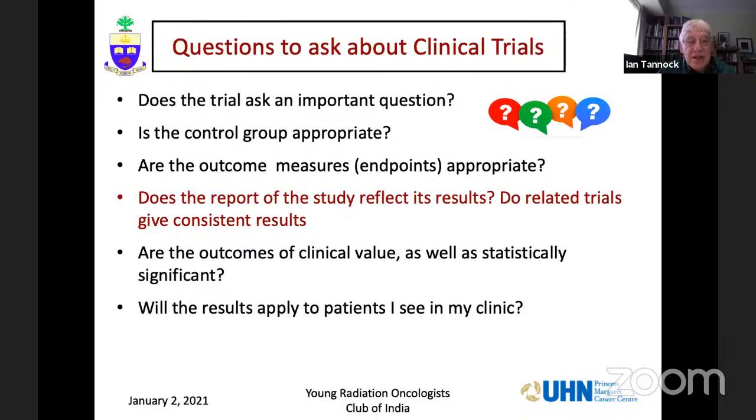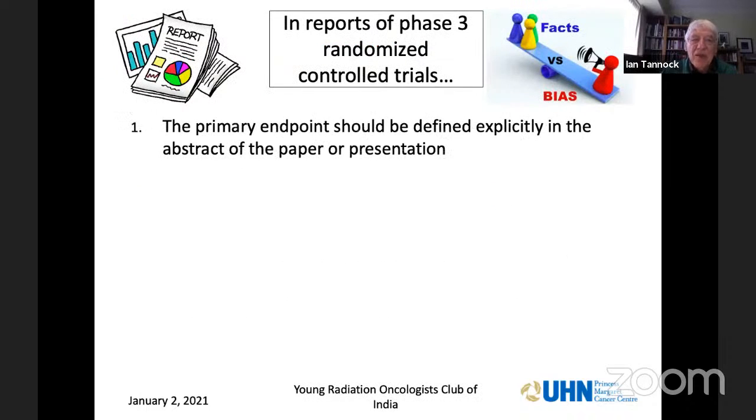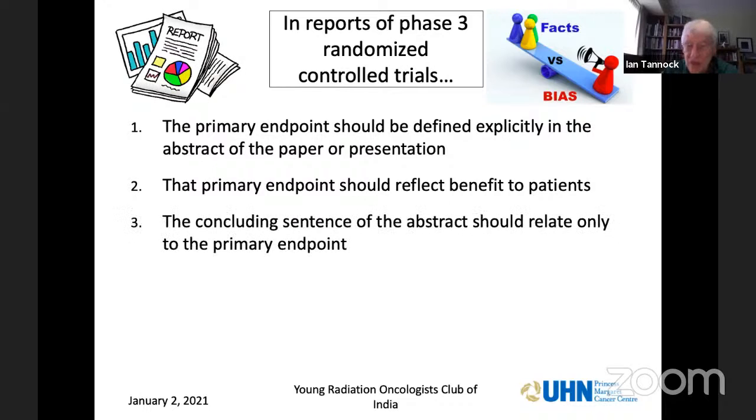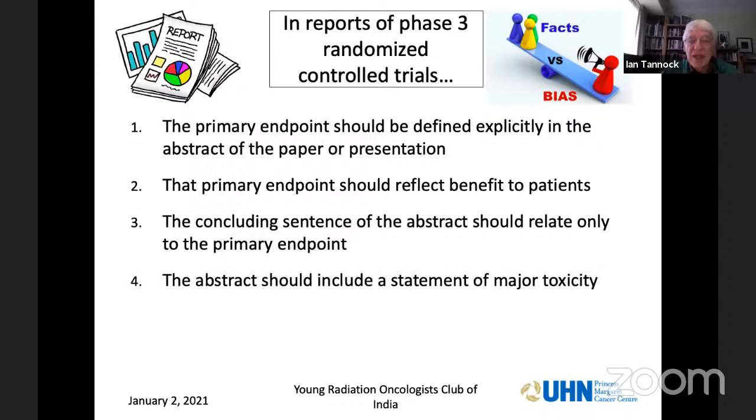Does the report of the study reflect its results? Well, in reports of phase 3 randomized trials, the primary endpoint should be defined explicitly in the abstract of the paper or presentation. The primary endpoint should reflect benefit. We've talked about that. The concluding sentence of the abstract should relate only to the primary endpoint, and the abstract should include a statement of major toxicity, and that applies to trials for all diseases and for all modalities.